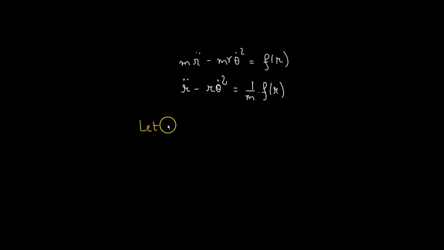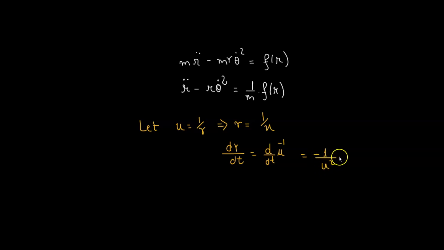So we're going to make a substitution that u is equal to 1 over r. Either we can do this or it's the same thing, I'm saying r is equal to 1 over u. Then we will take the time derivative on both sides, which should give us dr over dt, that is equal to dt of u inverse, which is equal to -1 over u squared times, we have to use the chain rule, so we have du over dt.